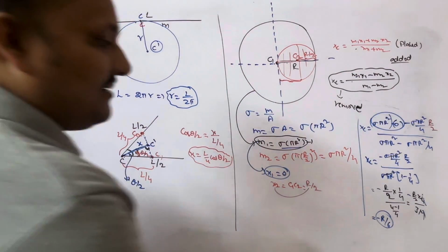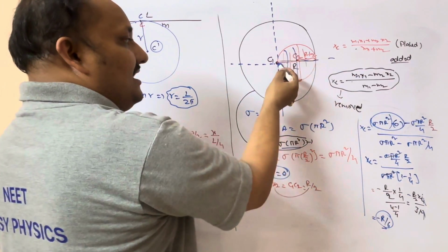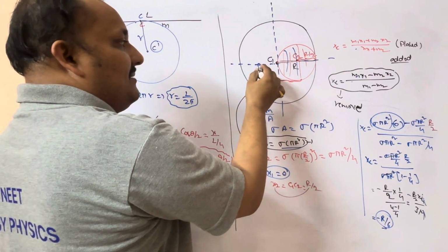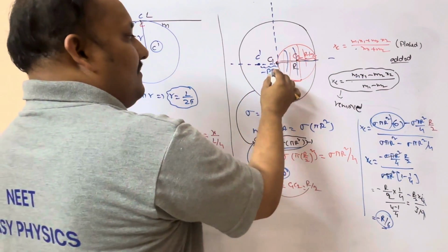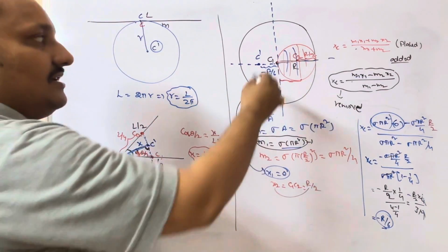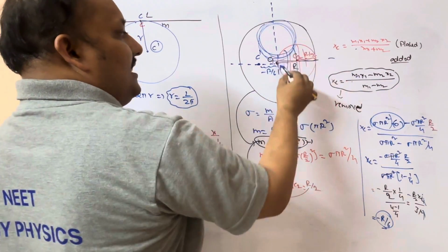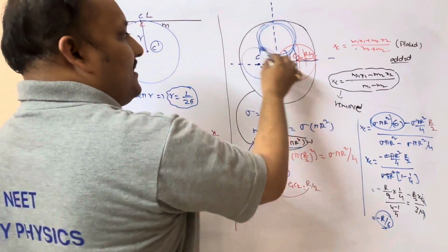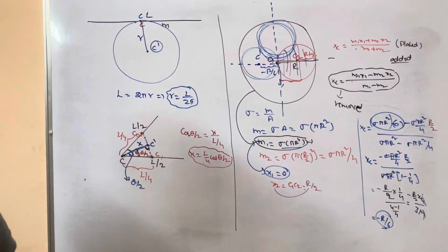So that minus r by 6 is indicating that after removal of this portion, it is going to be shifted a little bit backwards. Now new position of center of mass C dash is going to be minus r by 6. If you remove from here, it will be shifted downwards. If you remove from here, it will be shifted rightwards. Like that, it is going to be coming.